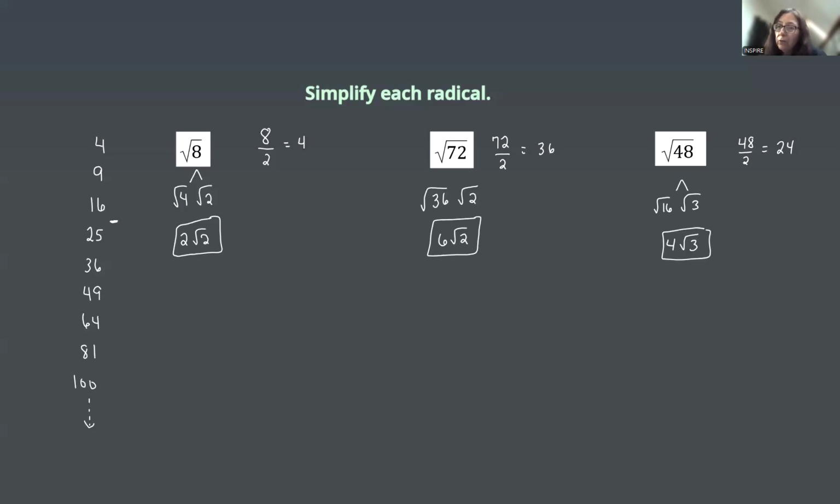And we're going to move on to simplifying radicals by, I don't know what we're going to do. Okay, stop recording.